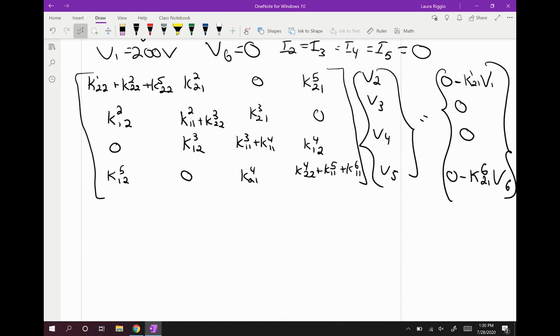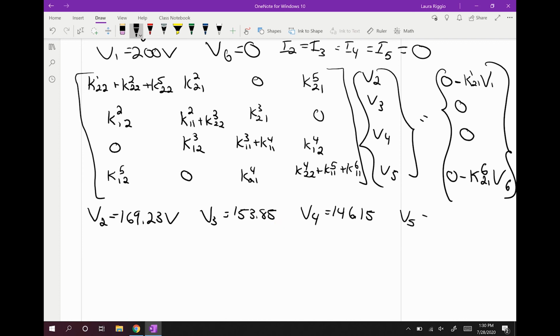If we run the solution, we would get that V2 is equal to 169.23 volts. V3 is 153.85. V4 is 146.15, and V5 is 123.08.